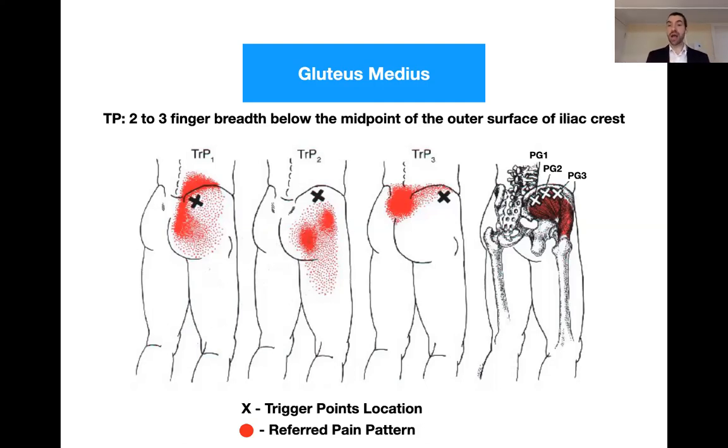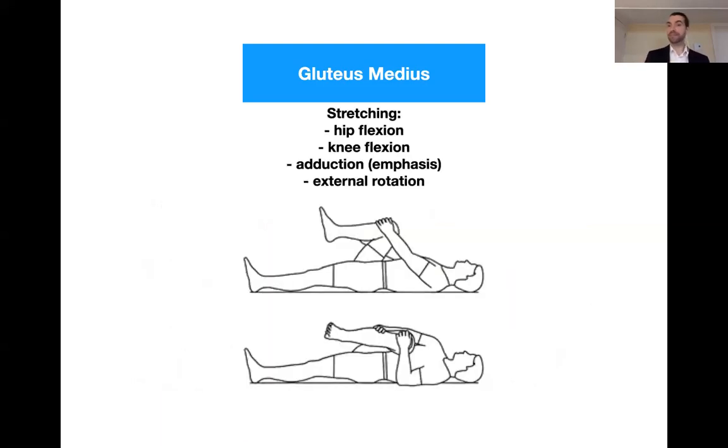After you search, after you found, after you treat with the digital pressure, the thumb pressure, so then what are you going to do? You're going to stretch. So hip flexion, knee flexion, adduction, and external rotation also. So it's the same stretch that you did for the piriformis. However, the emphasis has changed. So it's not in the external rotation anymore, it's in the adduction, okay?